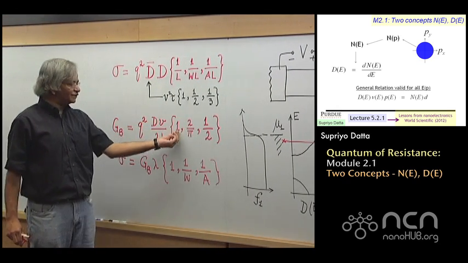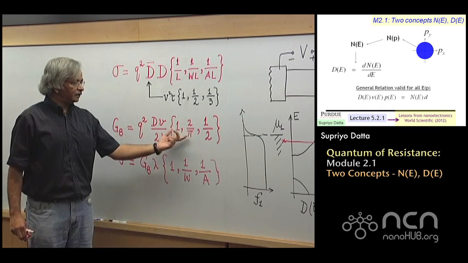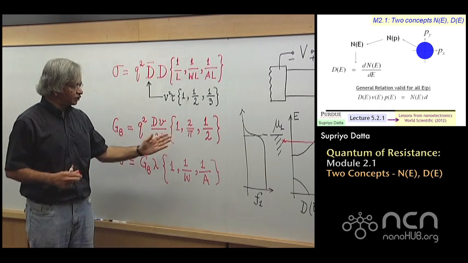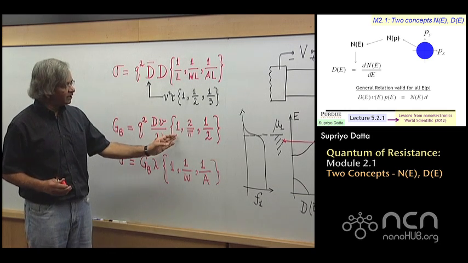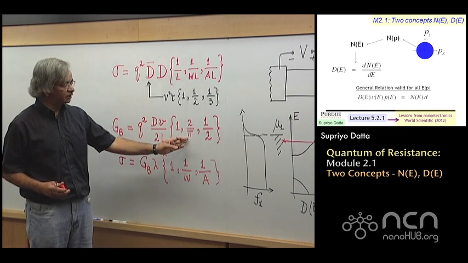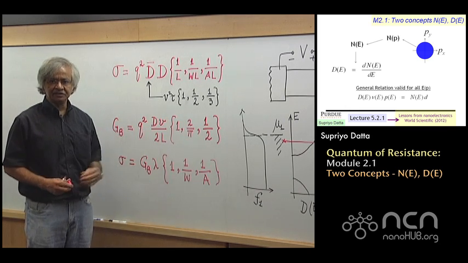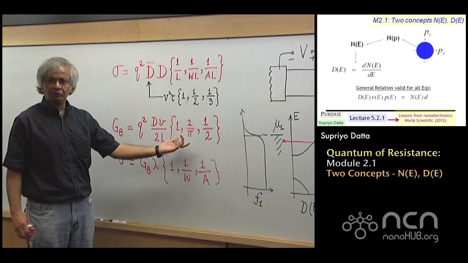And I have these 3 things here because that's an average velocity, and the actual average depends on whether we are talking of a one-dimensional conductor or a two-dimensional conductor or a three-dimensional conductor. And this averaging is discussed in one of the tutorials that go with week 1.